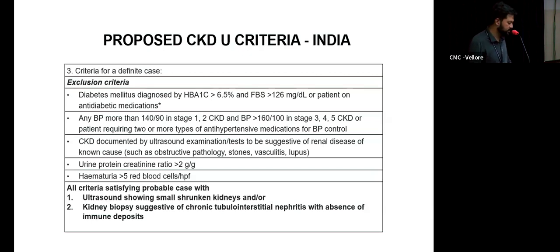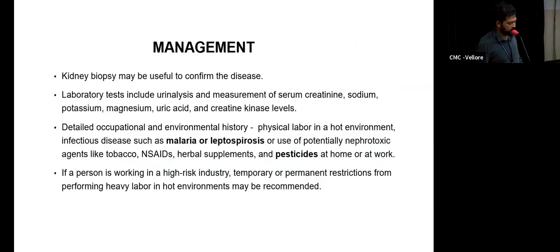CKD documented by ultrasound, and renal disease secondary to a certain cause like obstructive pathology, vasculitis, lupus, all should be ruled out, with no proteinuria or minimal red cells in the urine, along with the kidney showing shrunken kidneys and a kidney biopsy specific of tubulointerstitial nephritis in the absence of immune deposits. For management, we usually do a biopsy, although there's nothing in the biopsy that would point towards this. So it's more of a clinical judgment.